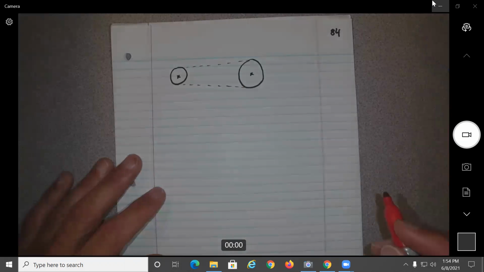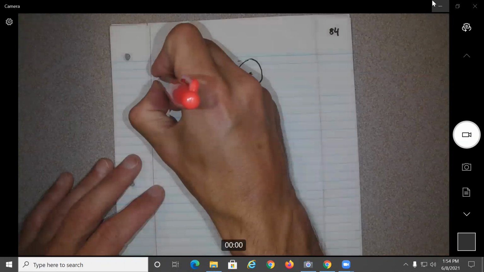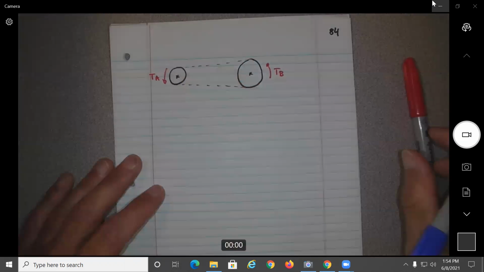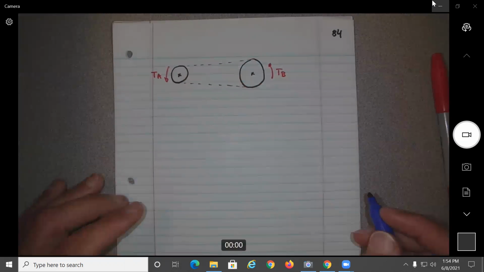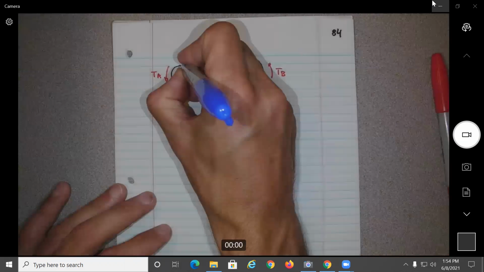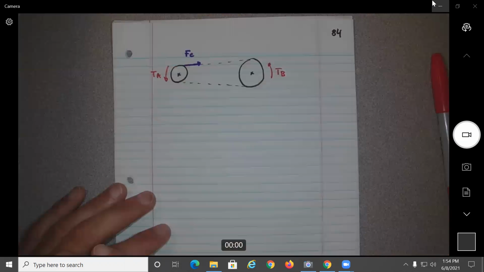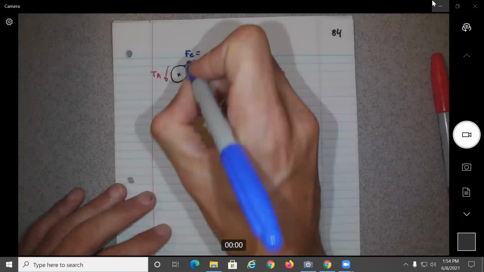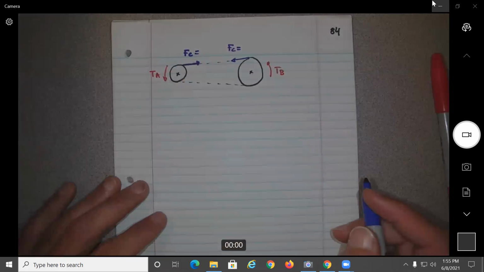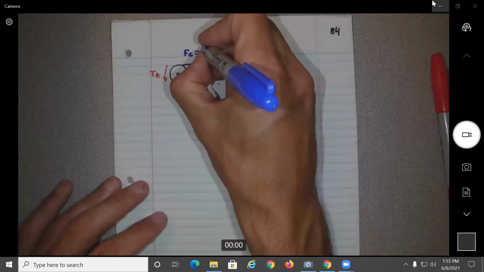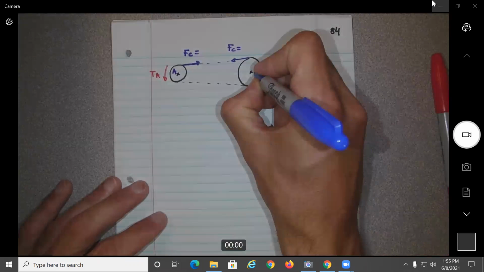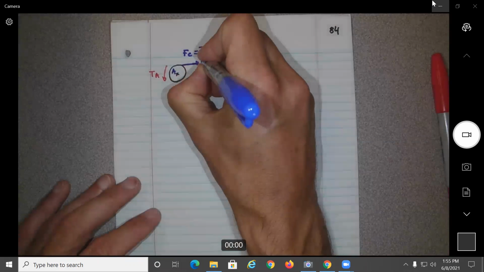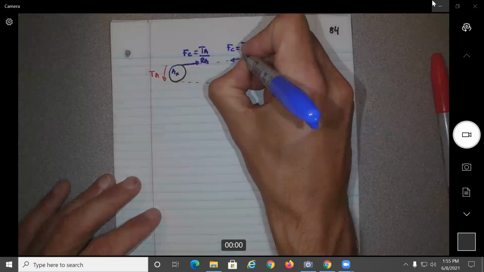So let's say we have here T sub A, T sub B. Here the force of the chain would be F of C, and here will be the same force of the chain, F of C. Looking from this side, this should be equal to torque A divided by R sub A, and this will be T B divided by R sub B.